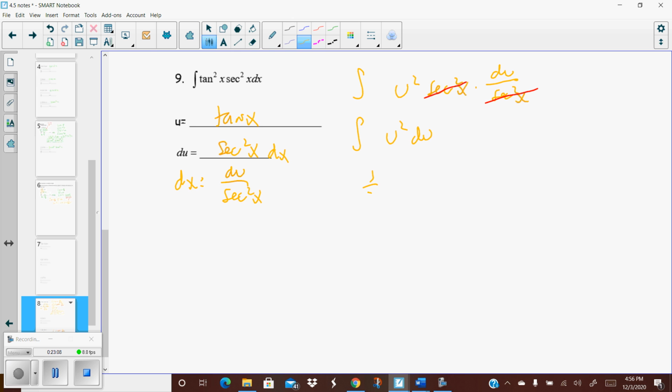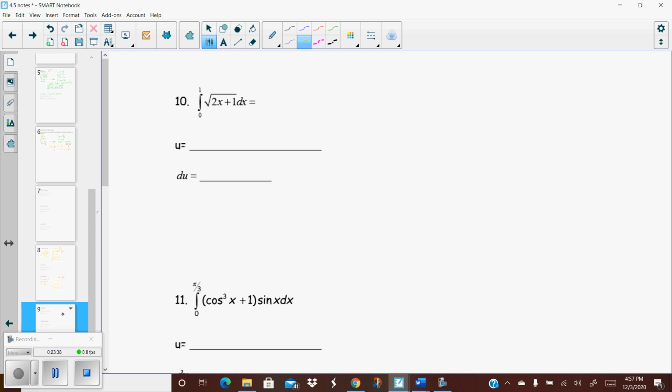That will become 1/3 u cubed plus c, but then we'll replace u with tangent of x, so we're going to get 1/3 tangent cubed x plus c. All right, so that one you might have to do a little bit of thinking on in order to get to the right answer. All right, last one that we're going to do is number 11. So let's go down to that one.